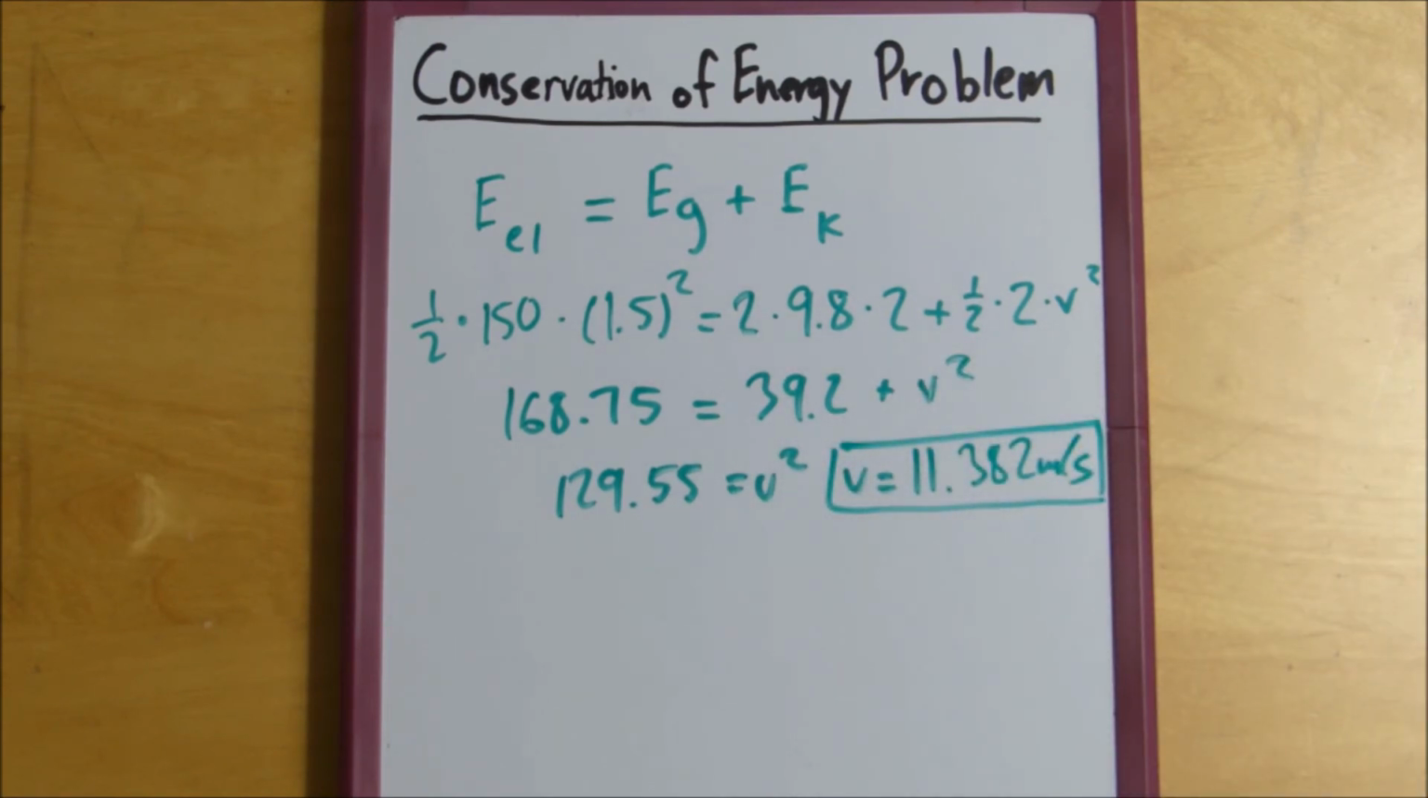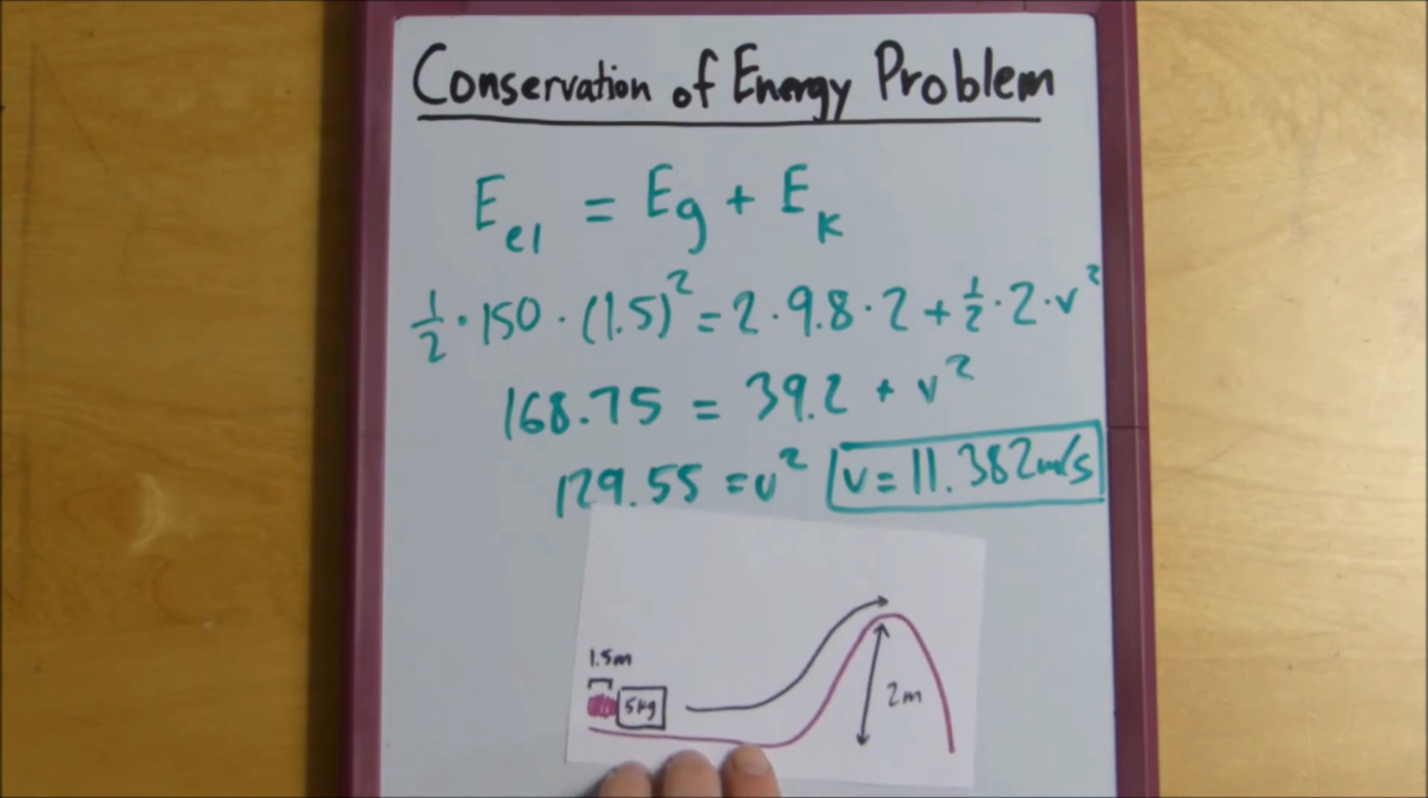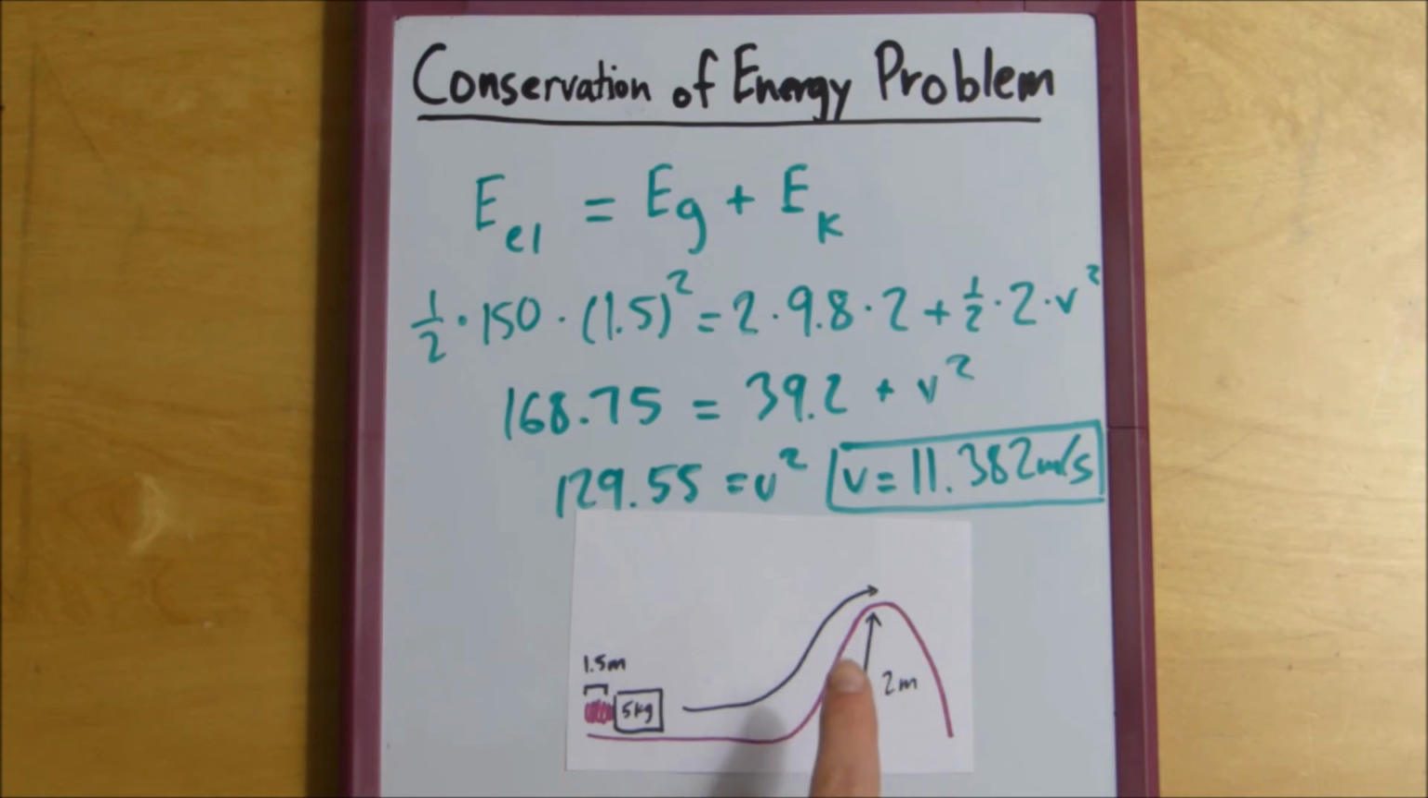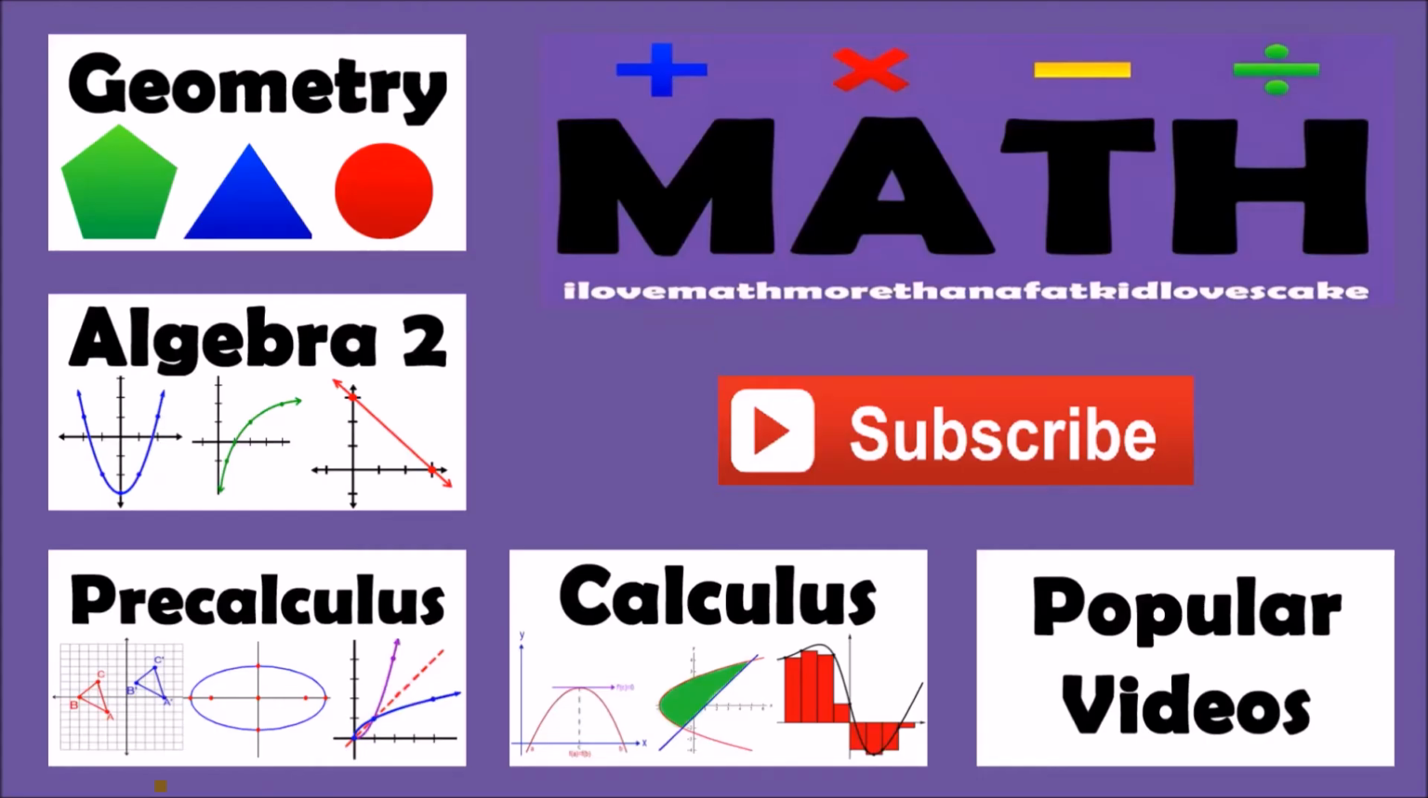And that is how easy it is to figure out the final velocity at a point. These conservation of energy problems are pretty easy once you figure out the initial energy and the final energy, and then you just plug stuff in.